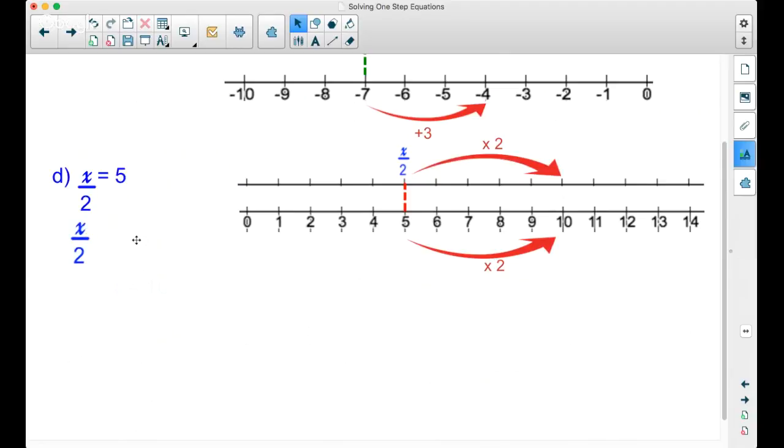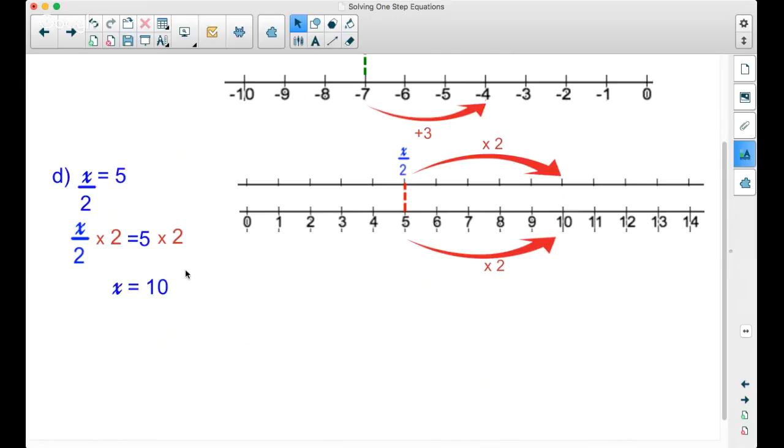Algebraically, same sort of thing. We started with x over 2 equals 5. We multiplied both sides by 2, or in this case, the top and the bottom by 2. 2 divided by 2 is 1, so we're left with an x on the left. And 5 times 2 is 10. We get x equals 10.